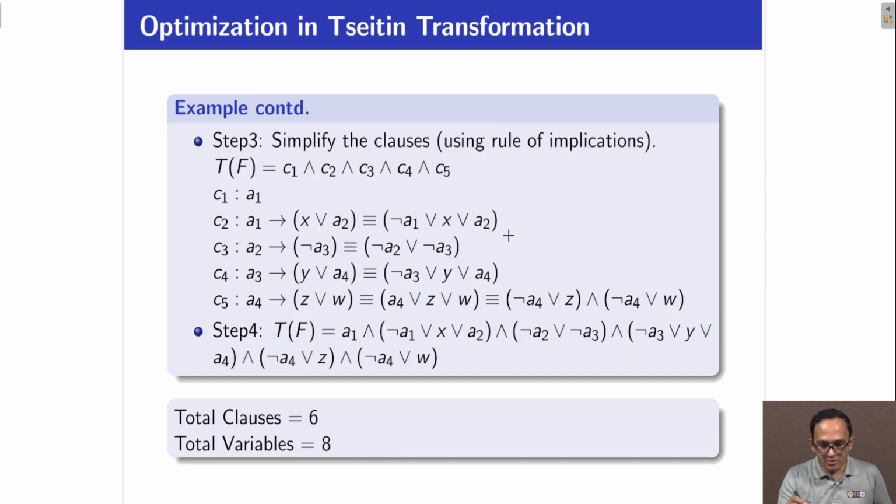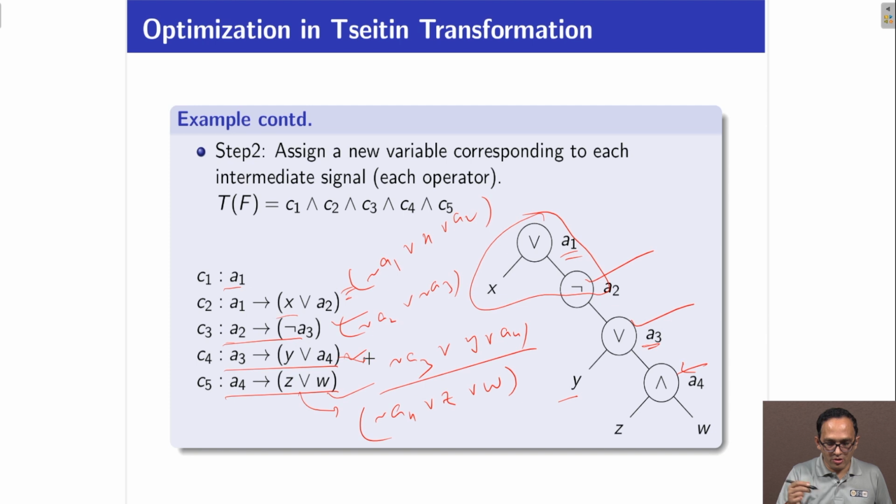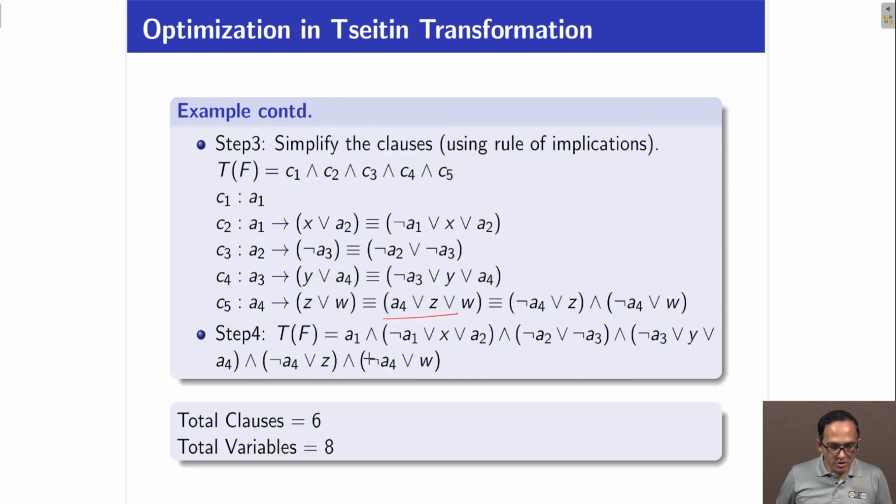So, this detail I have shown here. These are the clauses if I convert, right. So, effectively I will get 6 clauses, 8 variables.